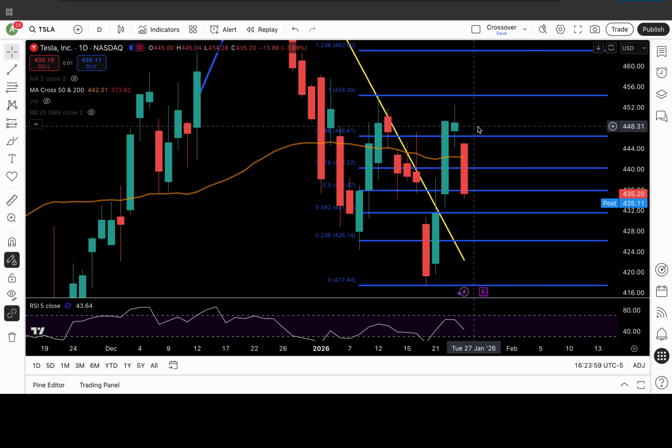So if you're trading it bullishly, you want to see those levels recapture. Otherwise, as long as below 435.8, I would stay bearish.